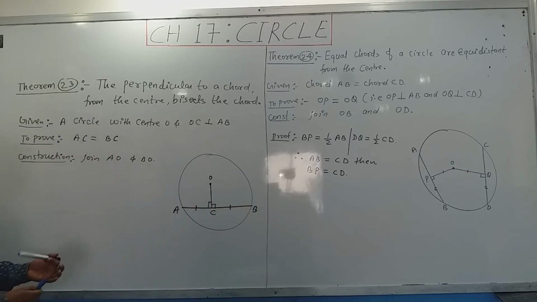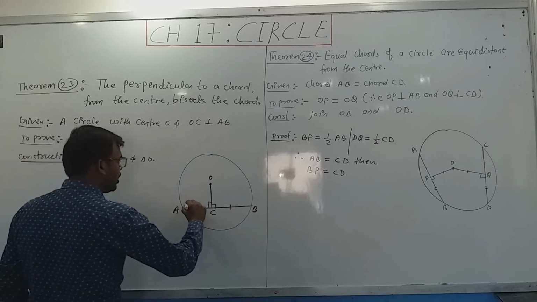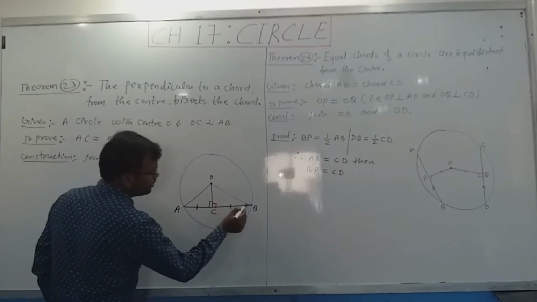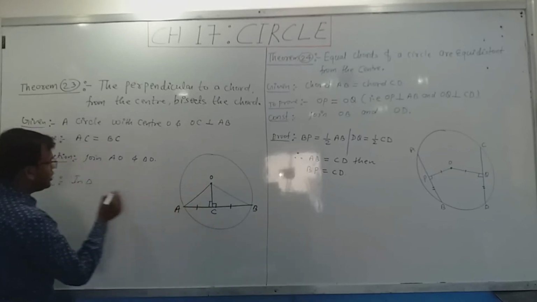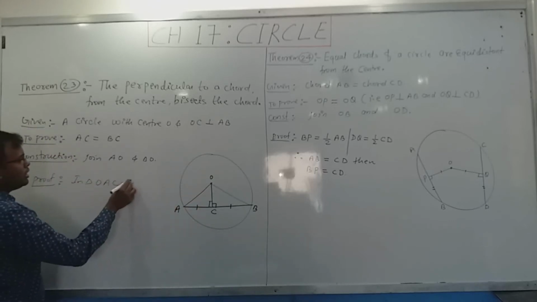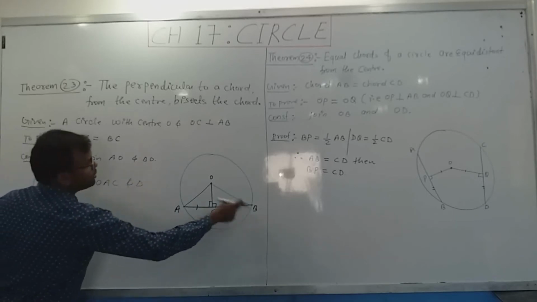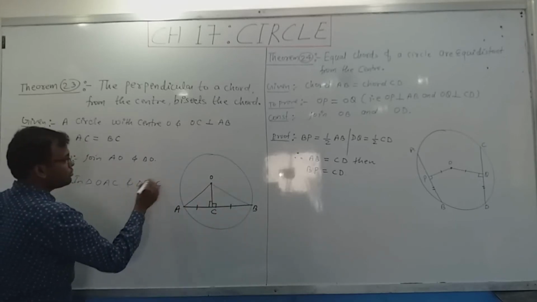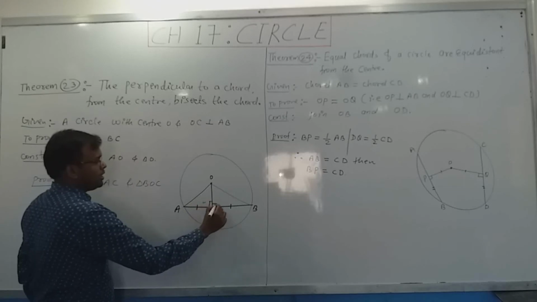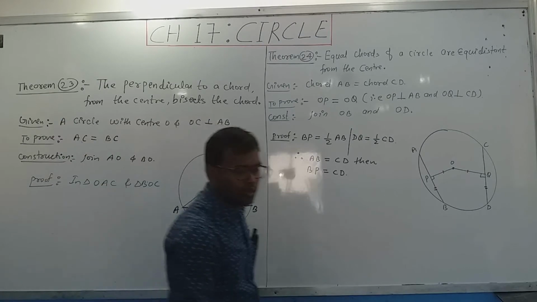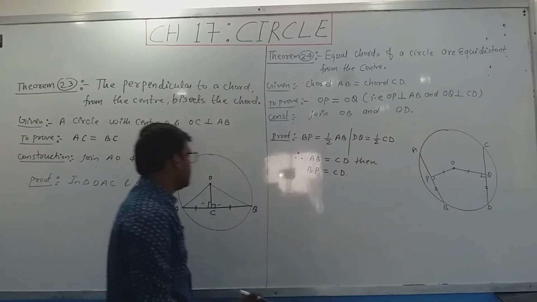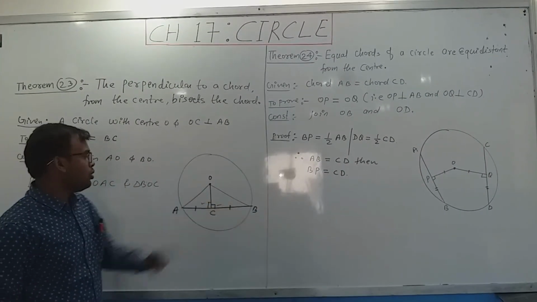So first you construct joining AO and BO. So proof part, in triangle OAC and triangle BOC, you can see that this angle and this angle are 90 degrees, and OC is equal to OC, OA is equal to OB.